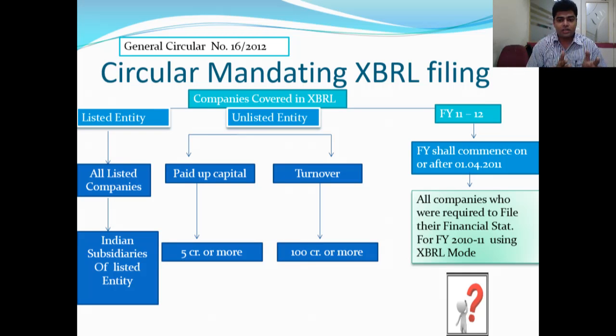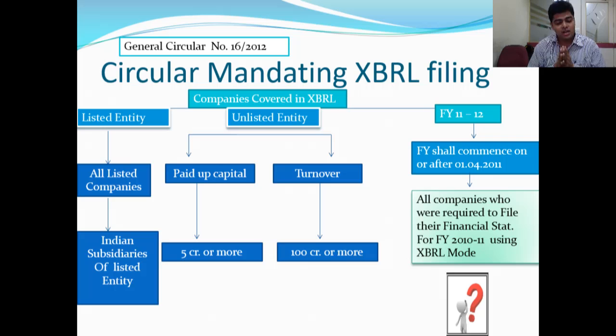One taxonomy is CI taxonomy 2010 and now is CI taxonomy 2012. So if my financial year starts before 1st April 2011, then I have to use the old taxonomy. If my financial year starts from 1st April 2011, then I have to use the new taxonomy. Why am I repeating the same?